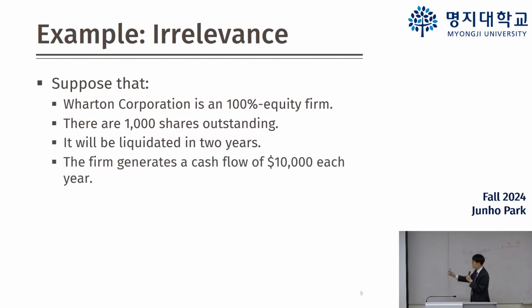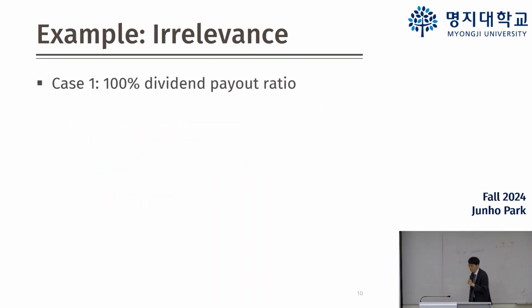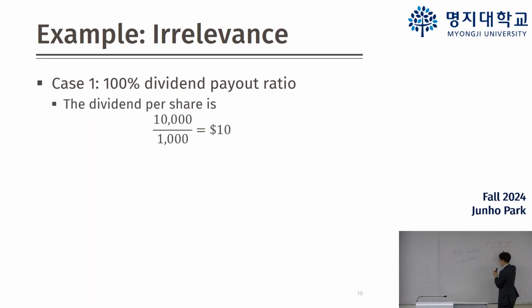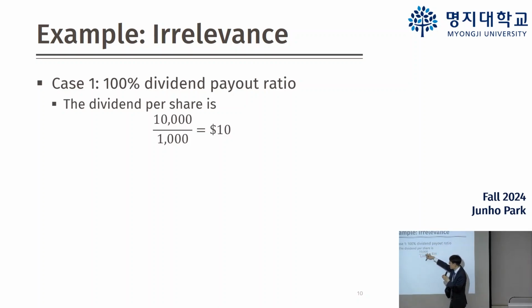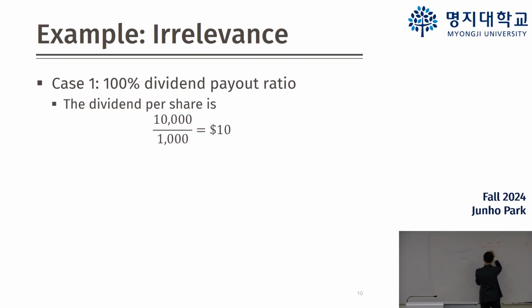And each year, the company generates a cash flow of $10,000. Case number 1 is that the company will distribute everything they have for the first year. That means they are going to give $10,000 as the total dividends, and because the number of shares is 1,000, for each share the dividend is $10. So each shareholder will get $10 in the first year, and same as the first year, in the second year the shareholder will get another $10.